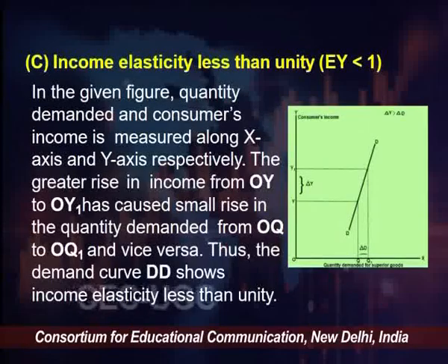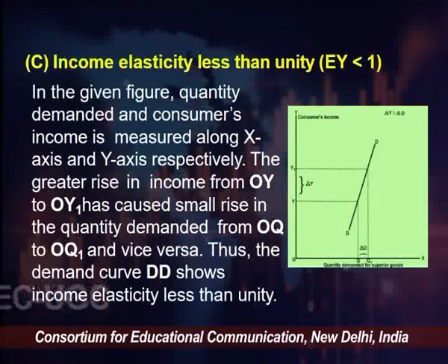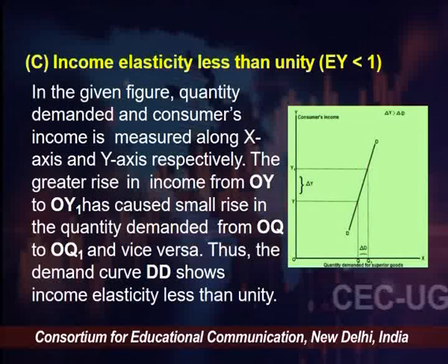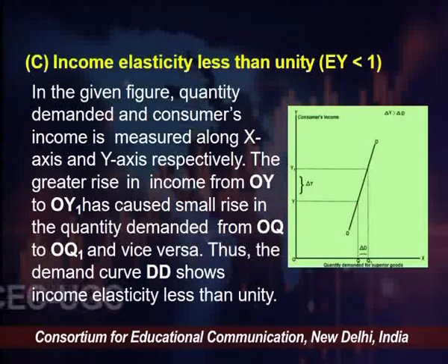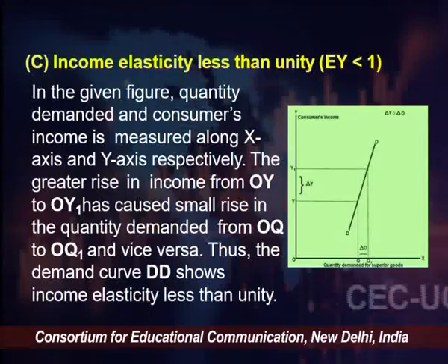Now in the given figure you can see that quantity demanded and consumer's income are measured along the x-axis and y-axis respectively. So the greater rise in income from OY to OY1 has caused a small rise in the quantity demanded from OQ to OQ1. Thus the demand curve DD shows income elasticity which is less than 1.